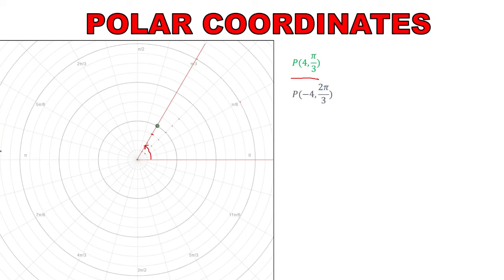Another example. The first step is to find the angle, 2 pi over 3. 2 pi over 3 is here. Now, this is 2 pi over 3.